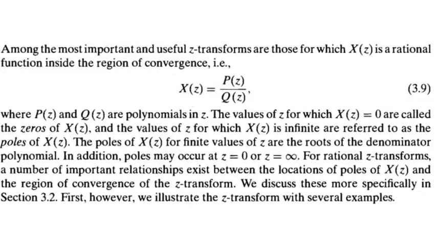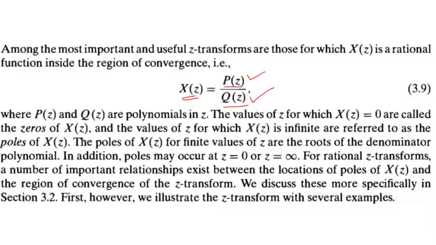So the Z transform function will be a rational function. X of Z is equal to P of Z divided by Q of Z. It will be in the form of P of Z and Q of Z. We will have polynomials in the numerator and polynomials in the denominator. So the values of Z for which this function X of Z is equal to 0 are called zeros of X of Z. And the values of Z for which X of Z is infinite, which means that Q of Z is equal to 0, are referred to as poles.